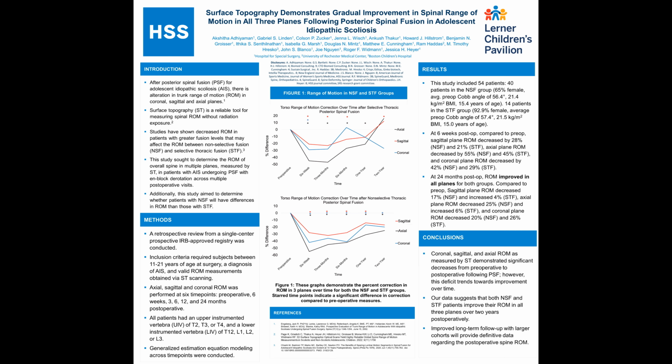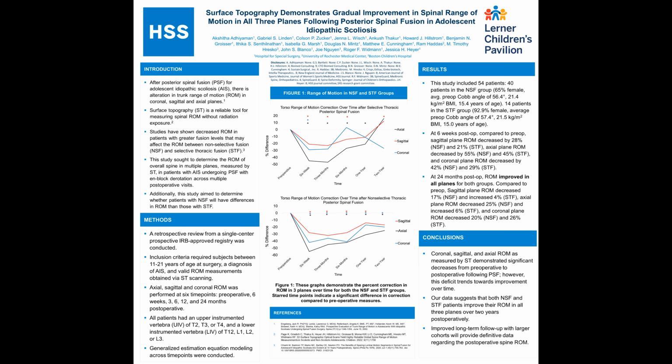This study included 54 patients, 40 patients in the non-selective fusion group: 65% female, average pre-op Cobb angle 56.4 degrees, BMI 21.4 kilograms per meter squared, and 15.4 years of age. 14 patients in the selective thoracic fusion group: 92.9% female, average pre-op Cobb angle of 57.4 degrees, BMI 21.5 kilograms per meter squared, and 15 years of age.